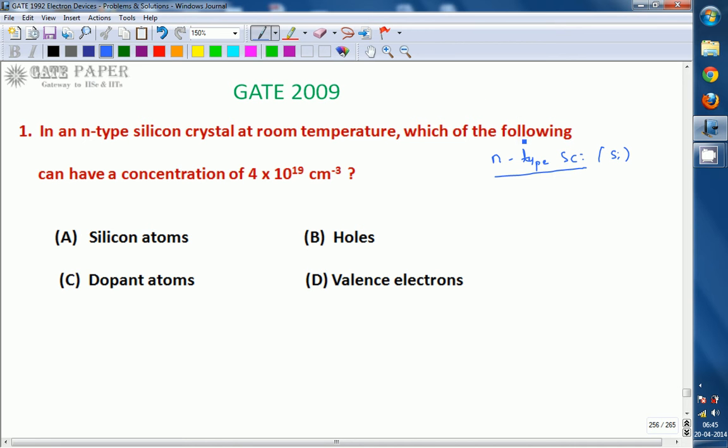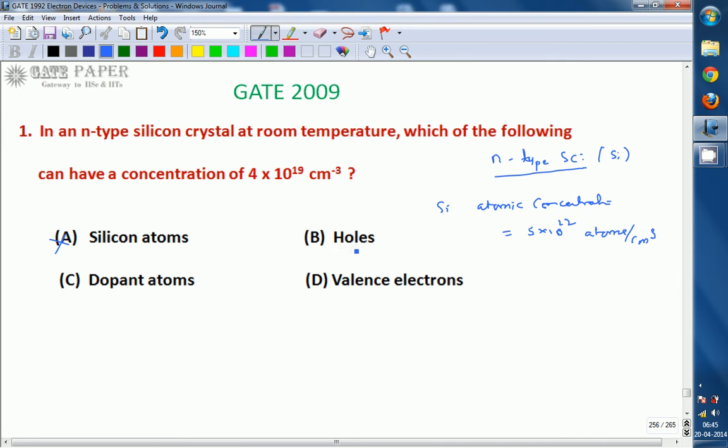First, the number of silicon atoms. That is the atomic concentration. The atomic concentration of silicon is equal to 5 into 10 power 22 atoms per centimeter cube, but the value given is only 4 into 10 power 19. So silicon atoms cannot be the answer.